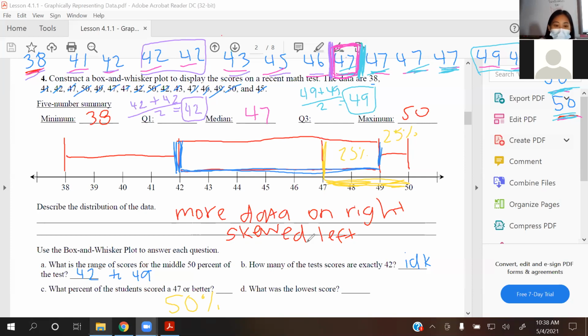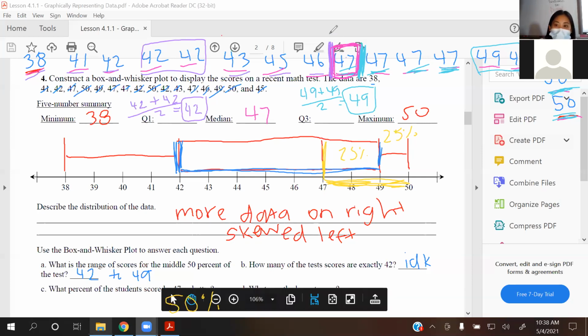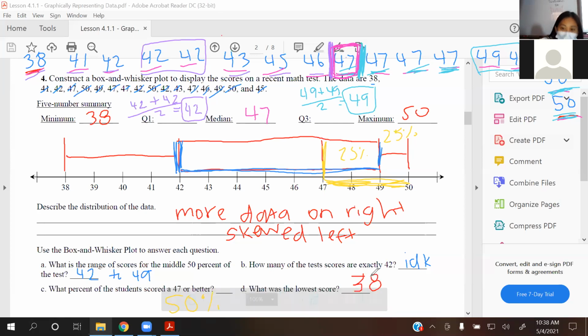Okay, and then what is the lowest score? So lowest score is 38, the minimum. Oof. Okay, 38. It's your minimum score. So 38 is the lowest score here. All right, any questions?